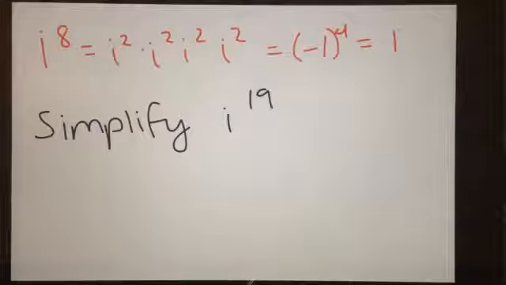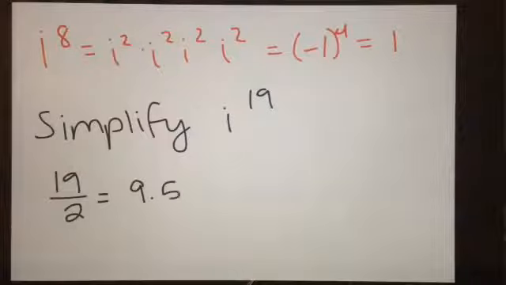So first we just want to see how many i squareds we have. So I'm going to do 19 divided by 2. And 19 divided by 2 is 9.5. So the way you can think of it is the whole number there, that 9, that's how many -1s you have. So that's how many sets of i squared.